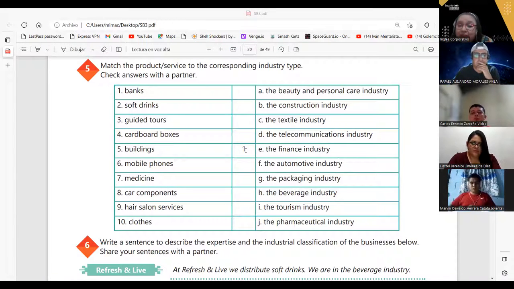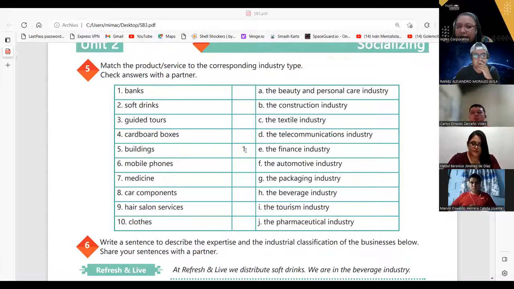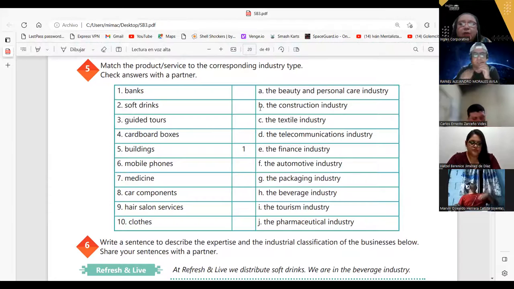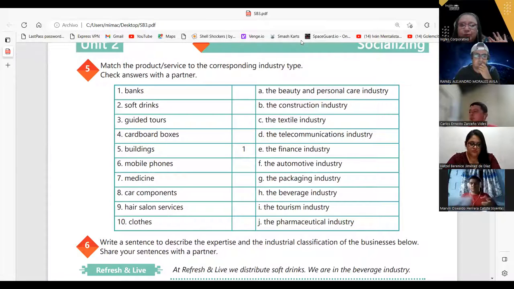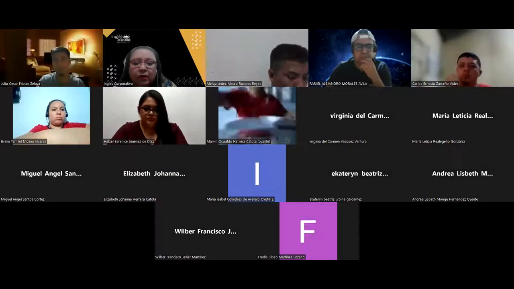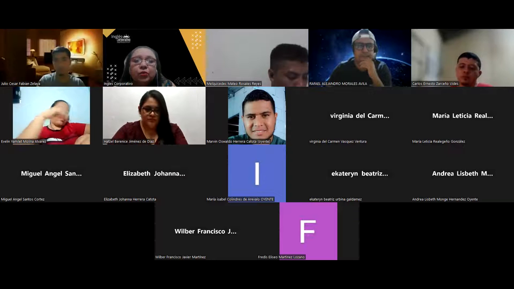If you notice here, what are you going to do? You are going to write in these spaces, in this column, the corresponding number. You are going to move the number next to the letter and the industry type that that service or product belongs to. Are the instructions clear or not so clear? Yes. Okay, here we go. I think that in 5 minutes you are going to do this, okay? Because you're going to work in groups, yeah? So here we go. And I'm going to ask you to work in groups.